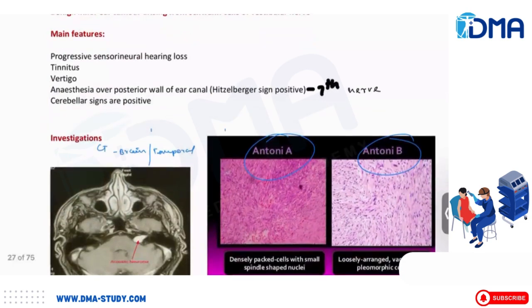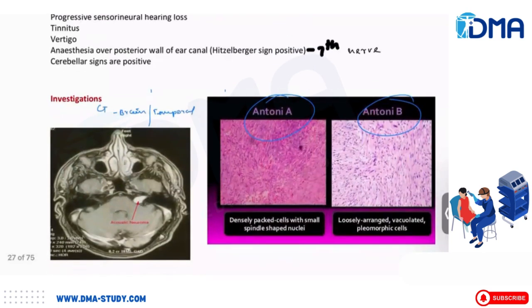See, it's a tumor which is affecting the nearby structures. It is originating from the vestibular division of the 8th nerve, but it's affecting the cochlear branch, trigeminal branch, cerebellum, and also the 7th nerve. So all these nerves are getting affected. These are the features of vestibular schwannoma.